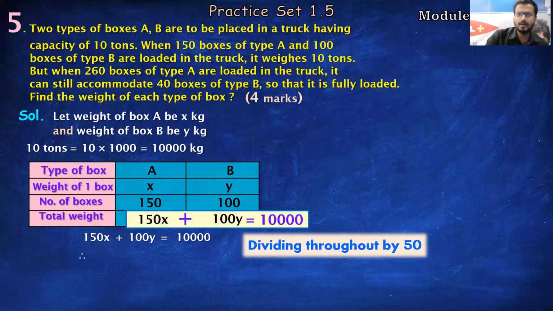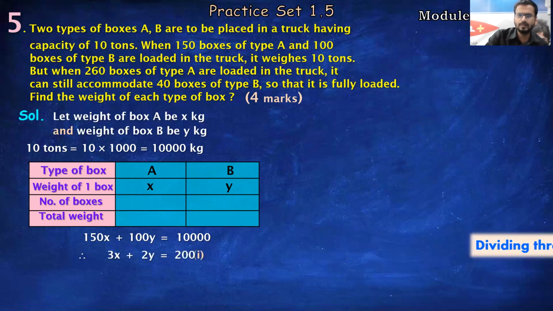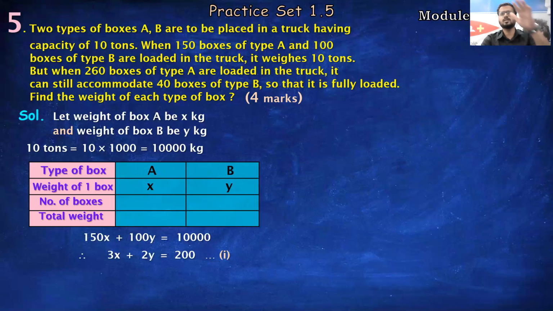So 150x divided by 50 is 3x. 100y divided by 50 is 2y, and 1000 divided by 50 is 200. Now this is a reduced equation. We can name it as equation number 1. Now second equation. Let's move on to the second thing.